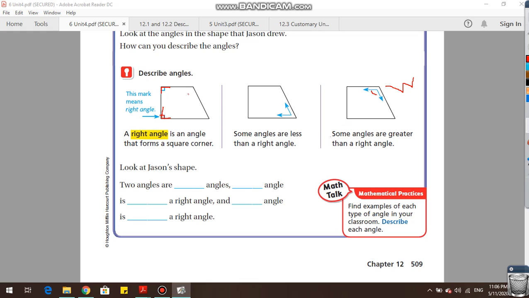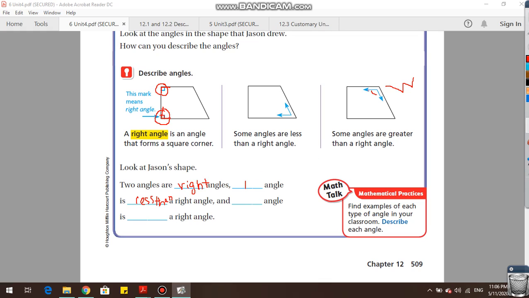So if you look at the shape in front of you, and by the way, guys, I have here a mark. This mark tells me that I have a right angle. So I have here this shape. I have two angles that are what? Right angles. And what angle do I have here? I have one angle. One angle what? Is it greater or less than a right angle? It's less than a right angle.